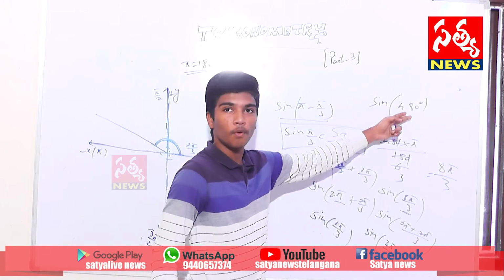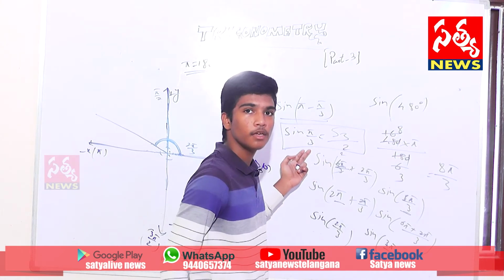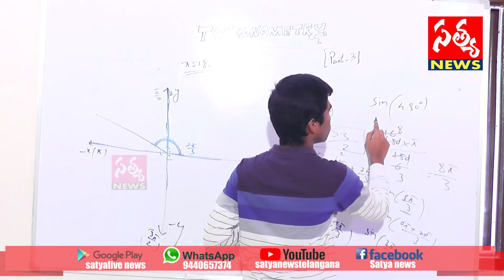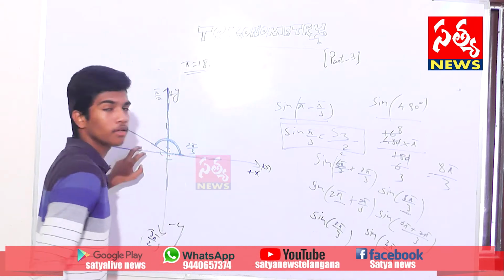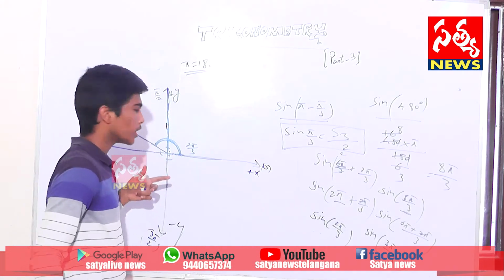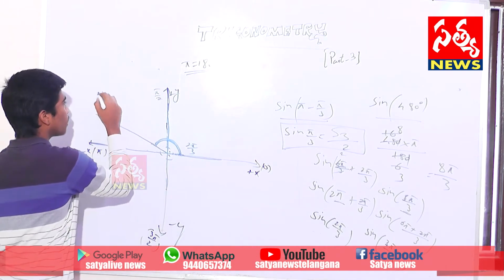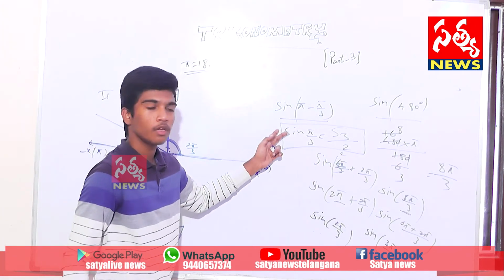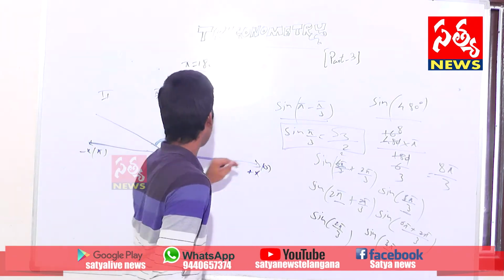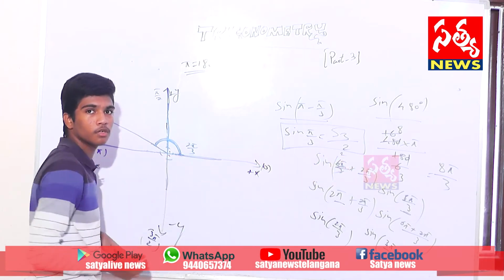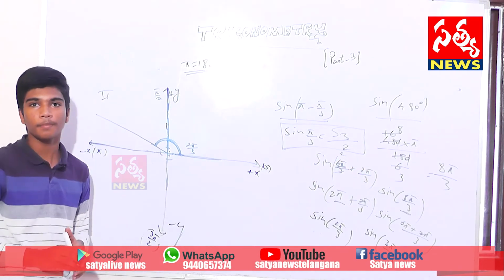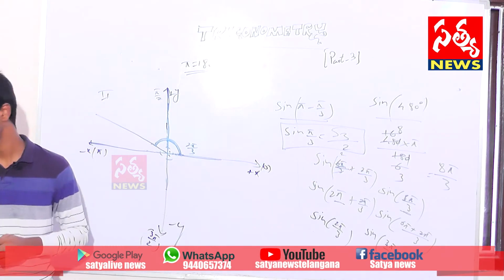We made sin 480 as sin 60 or sin 120. Both are the same, as in the second quadrant, sin is positive. If there is cos, we get here minus root 3 by 2. Okay? Hope I am clear.